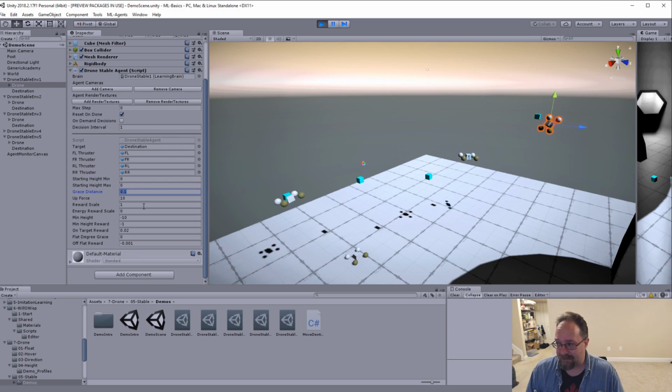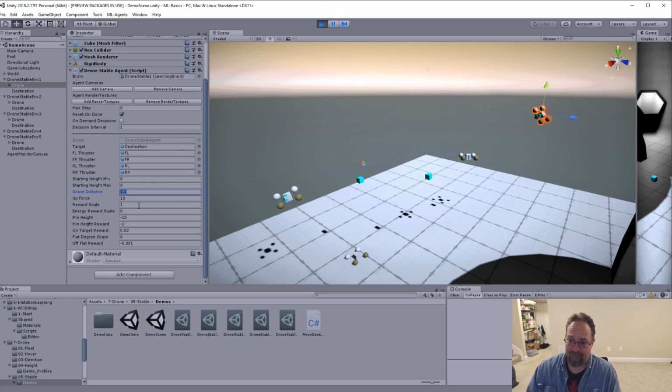Grace distance is how far you have to be from the destination target in order to collect the on-target reward. The bigger that is, the larger the area where that kind of random behavior is. The smaller it is, the harder it is for the drone to actually stay on it and consider itself okay. So this is certainly something you have to play with a little bit. In this case, I just made it the same size as a cube.